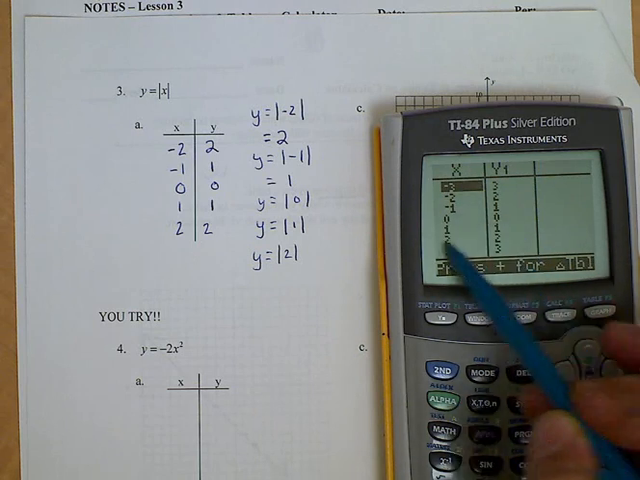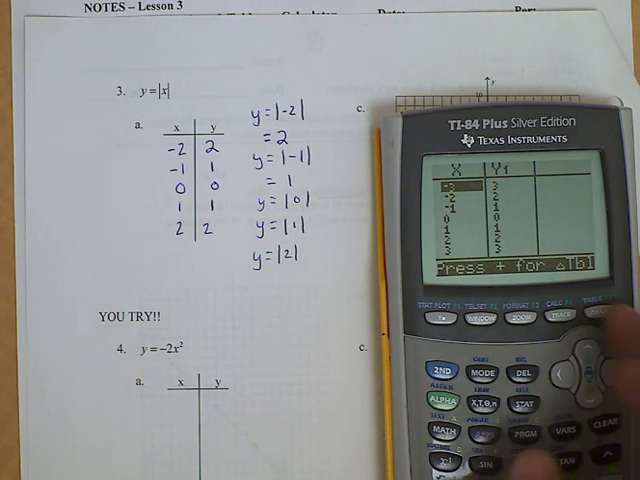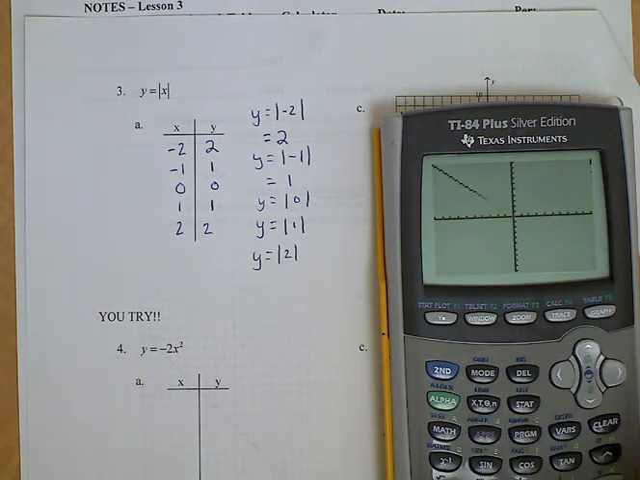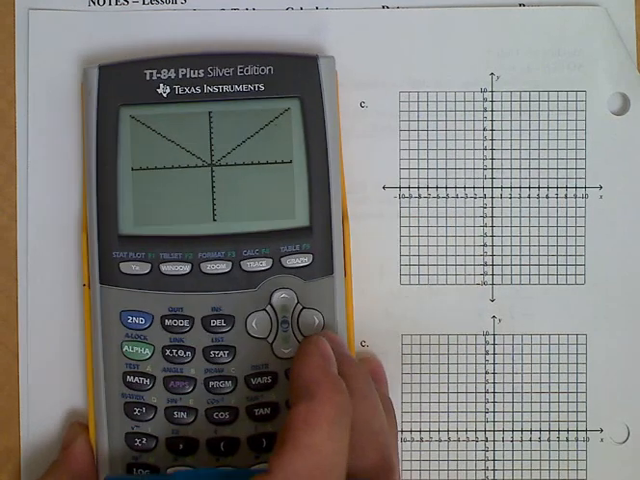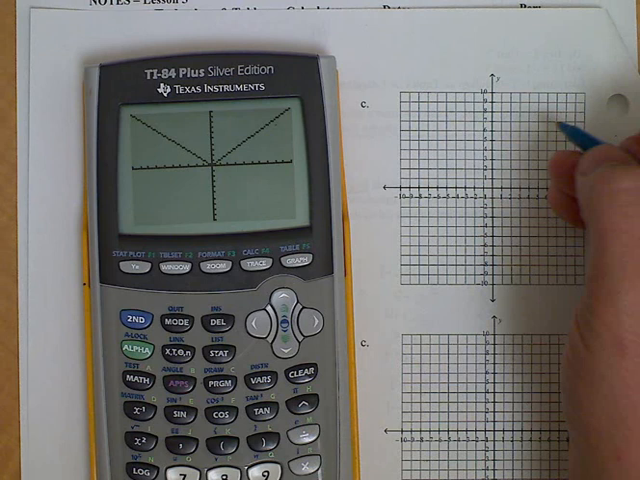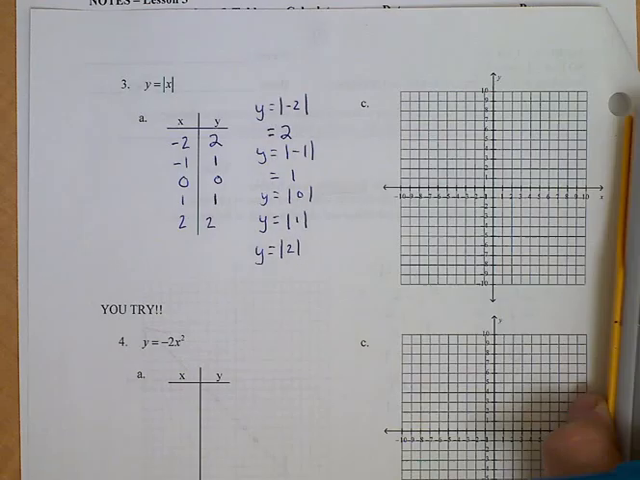2, 2. Okay, great. Now let's see what this graph looks like. So I hit the graph button, and that's my V graph. Remember we saw those yesterday when we were doing domain and range? Absolute value graphs are my V graphs. So let's plot these points.